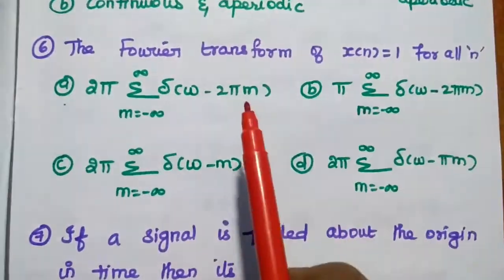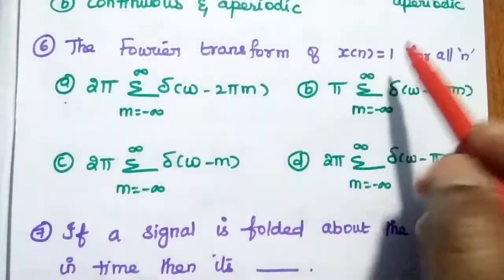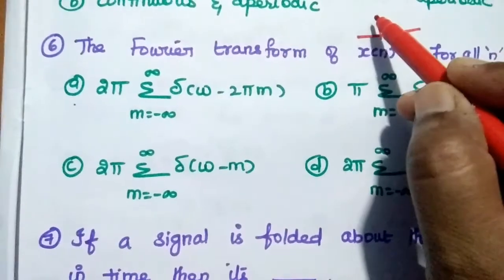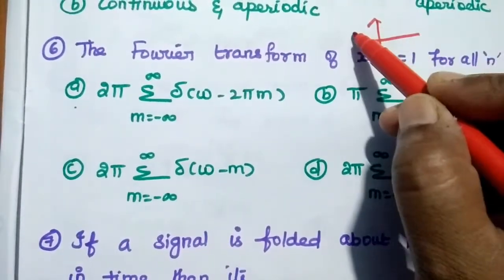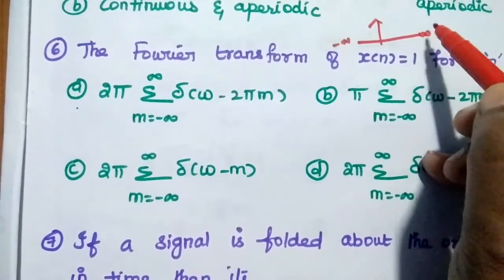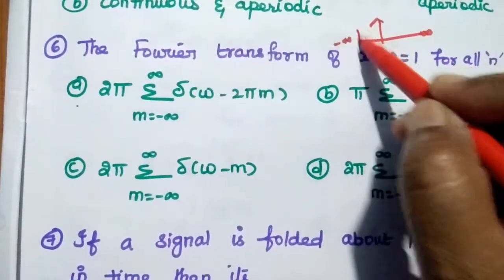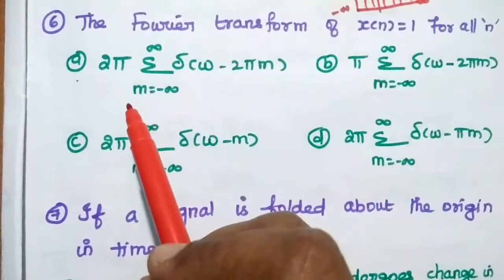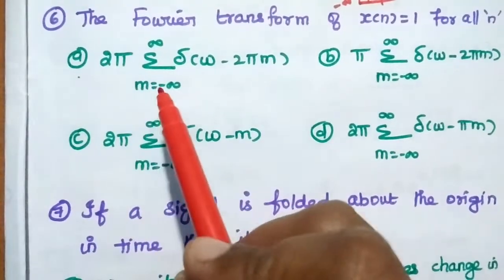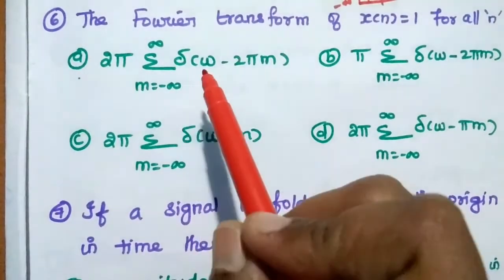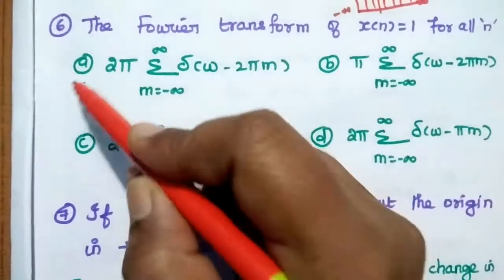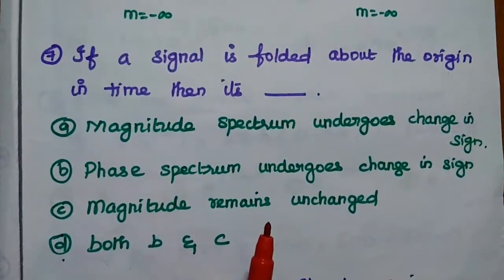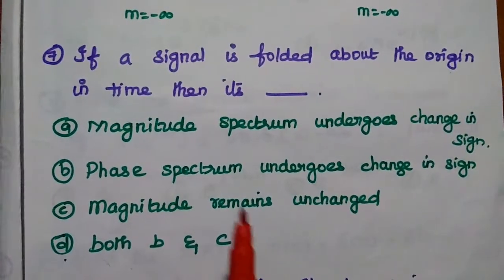So, this is the Fourier transform of x of n is equal to 1. That means it is not u of n. U of n means it is only on the positive side. This is from minus infinity to plus infinity, and its value is 1. So, for this signal, its Fourier transform is given like this: 2 pi summation m is equal to minus infinity to infinity del of omega minus 2 pi m. This is the answer.